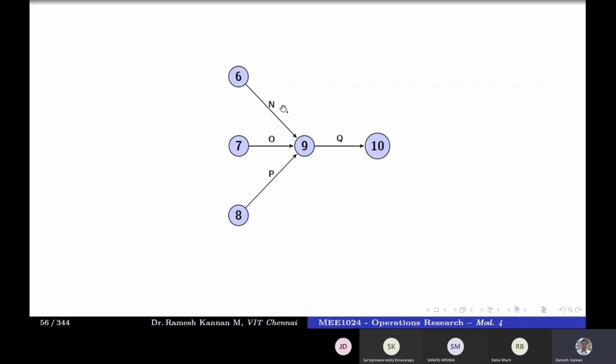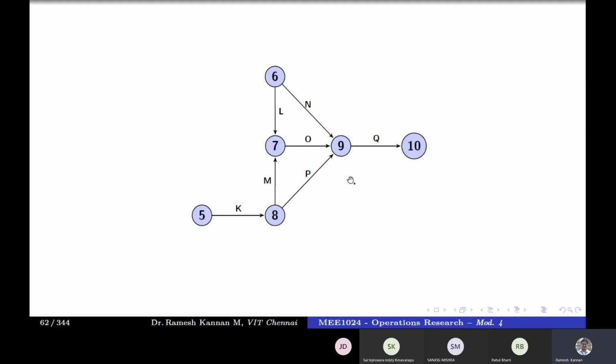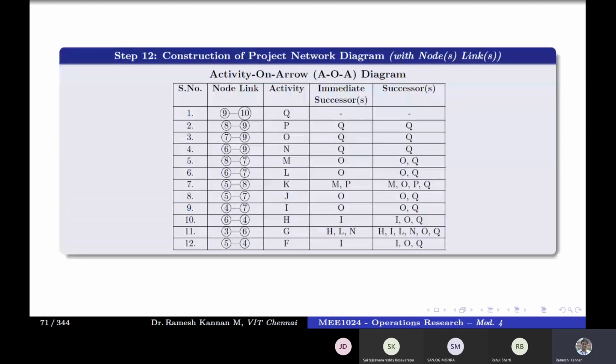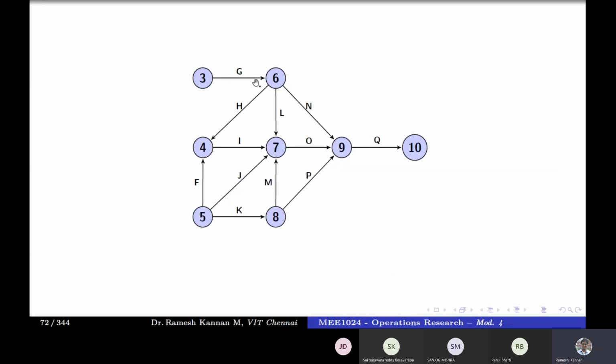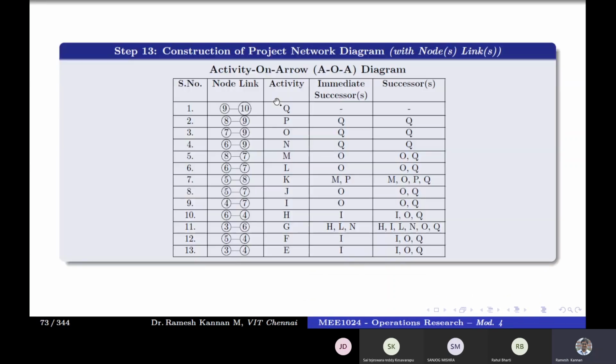You remember in a forward pass we have activity A, then B, C, D, in this fashion. Whereas in the successor approach we have Q, then NOP in this fashion, and you can still construct the network diagram in a backward pass. But remember that when you construct a backward pass, the arrow remains the same. So the arrow is based on the node direction. Say for example, 3 to 4 is activity E. Then the successor is I, which means that to the left of I should be E.